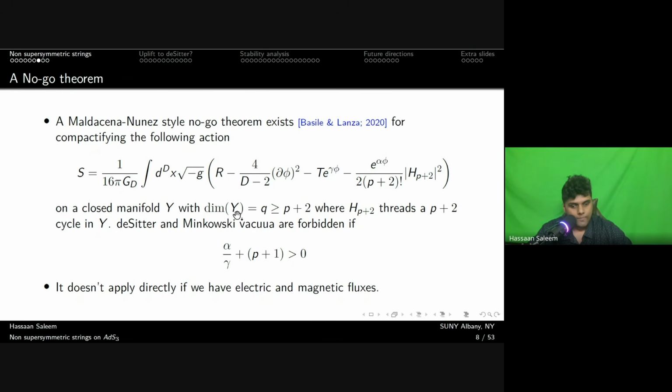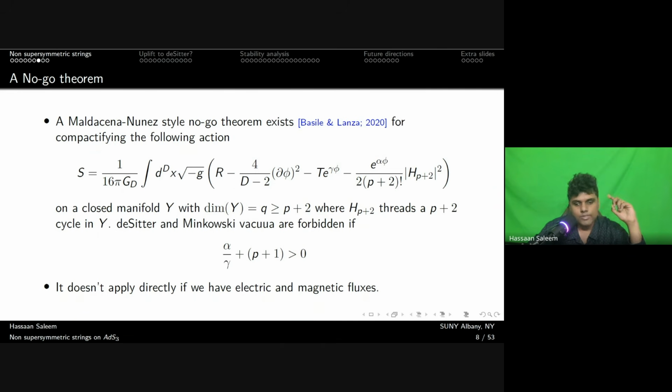Therefore, they took this action and they showed that if you compactify it on some space Y, where the dimension of Y is q, and q has to be bigger than or equal to p plus 2, because we want to have an H flux over Y, and that can't happen if the dimension of Y is not bigger than or equal to p plus 2. So if you compactify this action on this particular space Y, then you can never have de Sitter or Minkowski vacua if this condition is satisfied. Now, this alpha comes from this term, this gamma comes from this term, and p comes from here. So you just need to see if this particular thing is satisfied. If it is satisfied, then you can't have de Sitter or Minkowski vacua.